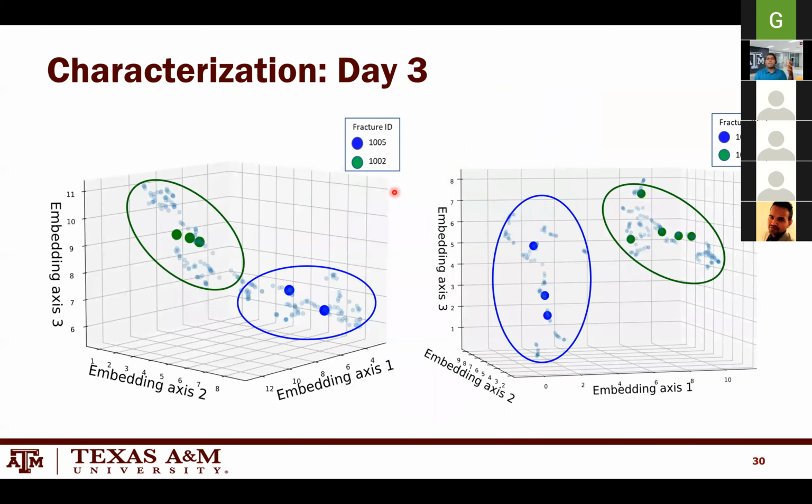We looked at day 3 and day 2 data, and we are seeing the same thing over and over again. Different groups are generated and different groups have different fracture IDs on them, which means these groups have something to tell about the fracture networks that are being produced in the subsurface as we are stimulating. So that's the end of case study 2.